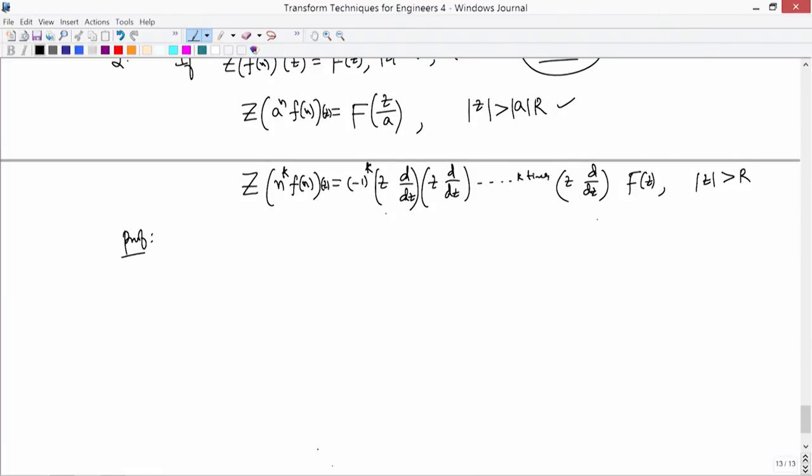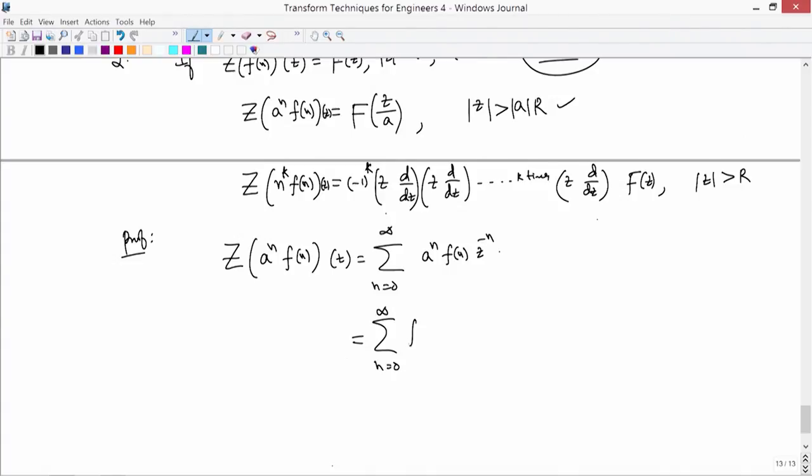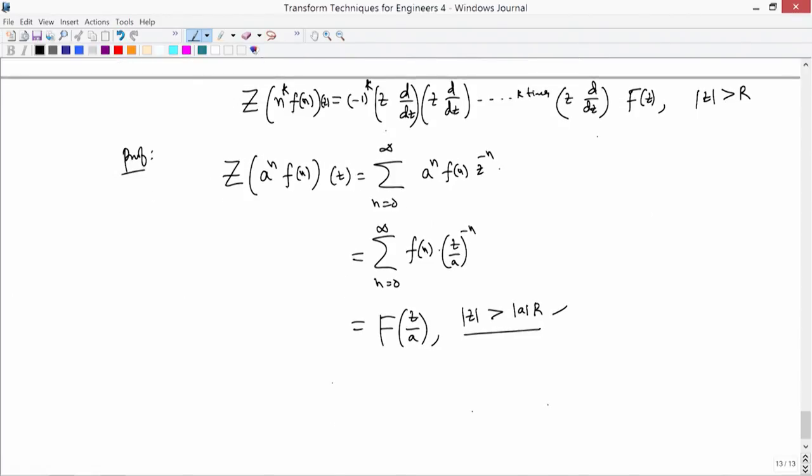So first you can apply this one. The first one is simple. You write the z transform of a to the power n f of n, as a function of z, this is the sum n from 0 to infinity of a to the power n times f of n z to the power minus n. So this is simply the sum n from 0 to infinity f n times z by a to the power minus n. So that's all. This is nothing but capital F of z by a. Very simple. So the validity is mod z greater than mod a times r. For every z whose modulus is bigger than mod a times r, that is where it is valid.